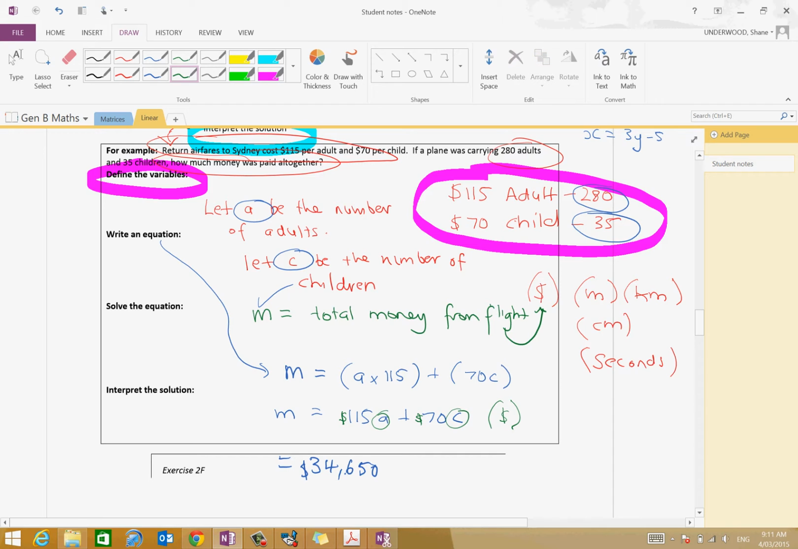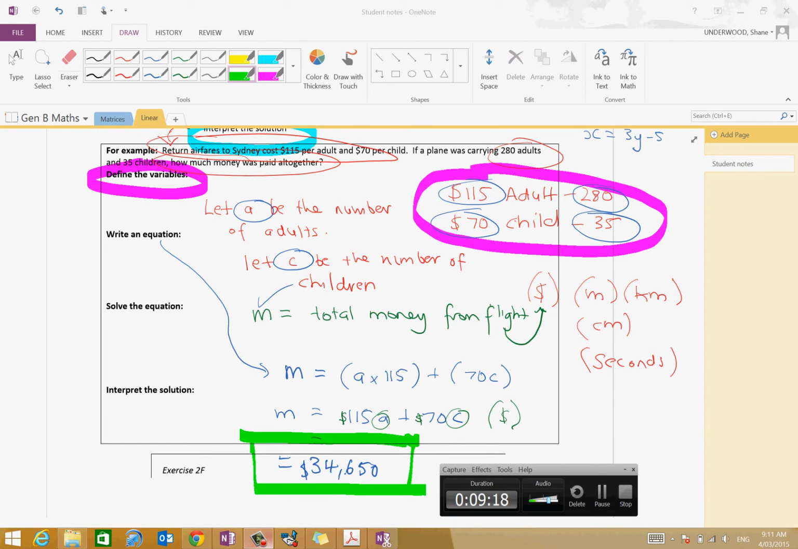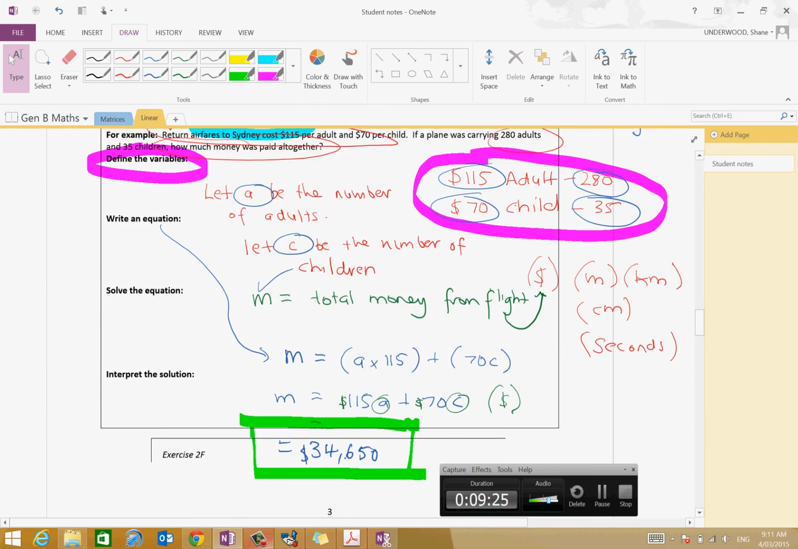So what we need to do now is substitute the values for A and C, which the question has given us. So M is equal to 115 times 280 plus 70 times 35. That is going to give you an answer of $34,650. Now, you need to ask yourself, have I answered the question? How much money was paid altogether? I've just got M is equal to that. You need to interpret the solution.